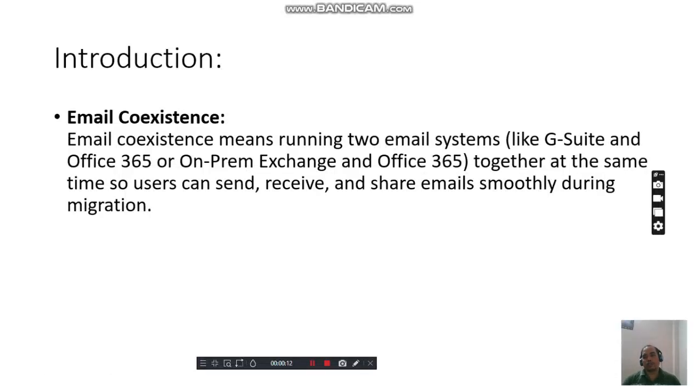We are talking about email coexistence. Email coexistence means running two email systems, like G Suite and Office 365, or on-prem Exchange and Office 365, together at the same time, so users can send, receive and share email smoothly during migration. It means one mailbox in the same domain runs on G Suite and another mailbox runs on O365, so both are working together. In that scenario we call it email coexistence.